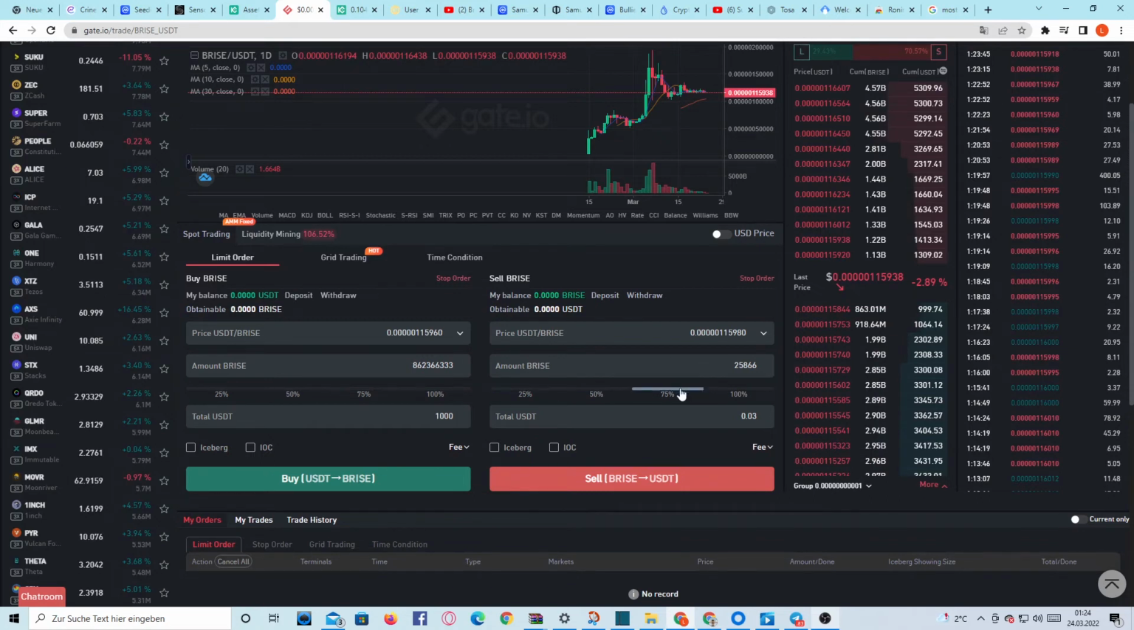And if we want to sell, of course, we just do exactly the same here. So we just enter the amount how much we want to sell, and then we just click here the button, and also we can decide at which price we want to sell. And yeah, that's basically how it works.